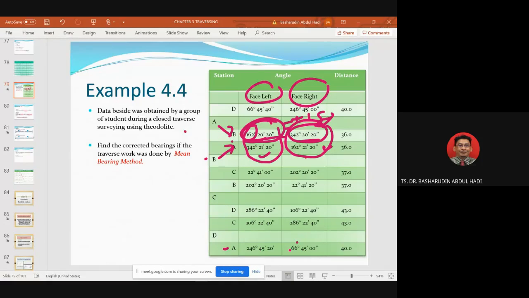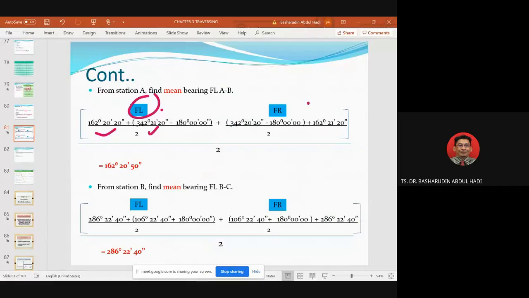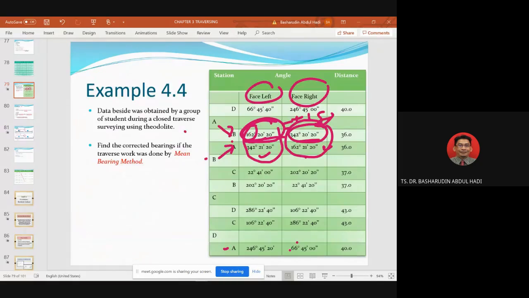So you make it average value. I think you understand this one. So you get 160 degrees 20 minutes 50 seconds. And if you look at line AB, you look at line AC. So you compare AC like this.